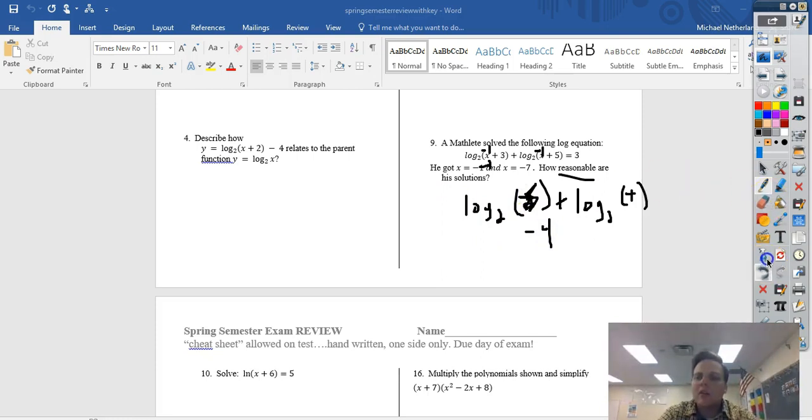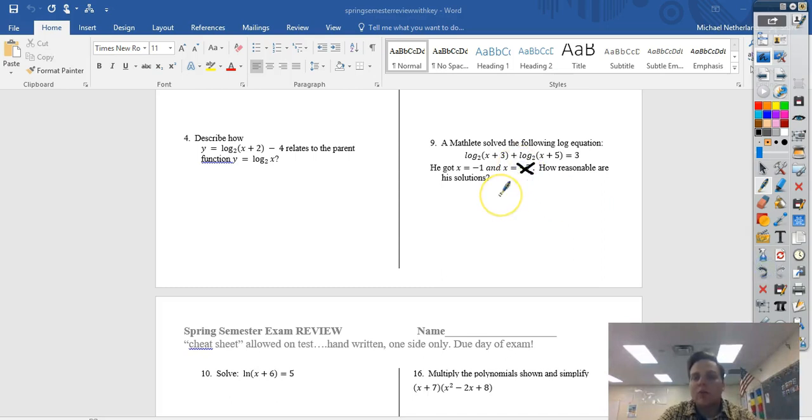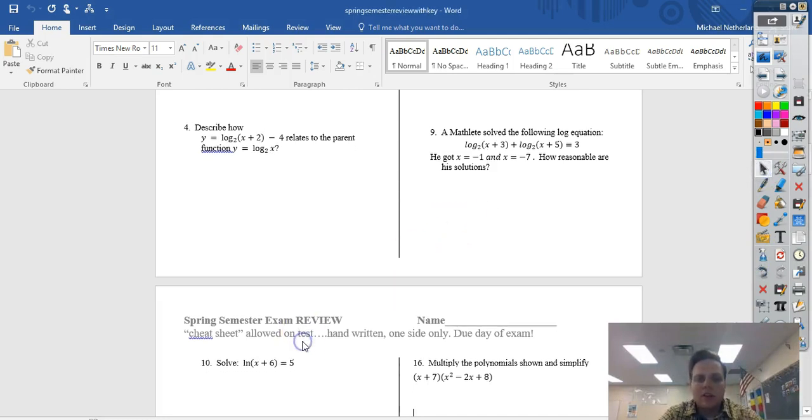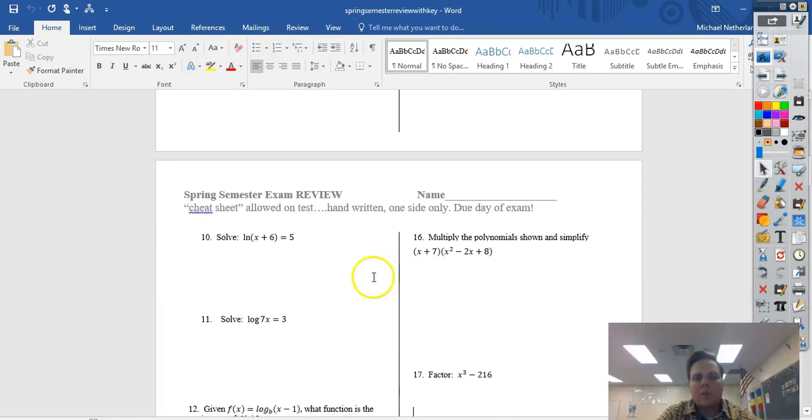So that doesn't work. So -7 is not reasonable. We would call that an extraneous solution. Just remember extra, okay? But -1 is reasonable. It's good. That's a check mark. Okay? Alright, moving on. Number 10, solve the natural log of x plus 6 is equal to 5.